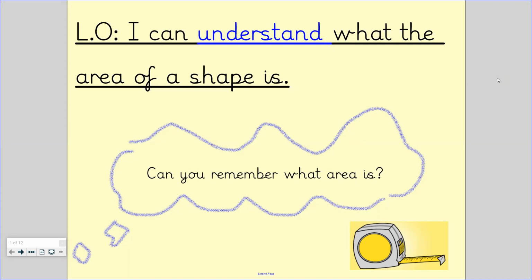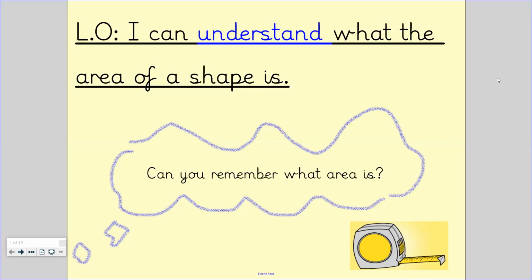So earlier in the week we've been looking at perimeter, but today we are starting to look at a slightly different area. It's a bit similar, and sometimes people can get the perimeter and area confused. We're going to try and make sure we understand the difference between perimeter and area, and then find out how we calculate the area of a shape. Okay, so our LO today is I can understand what the area of a shape is.